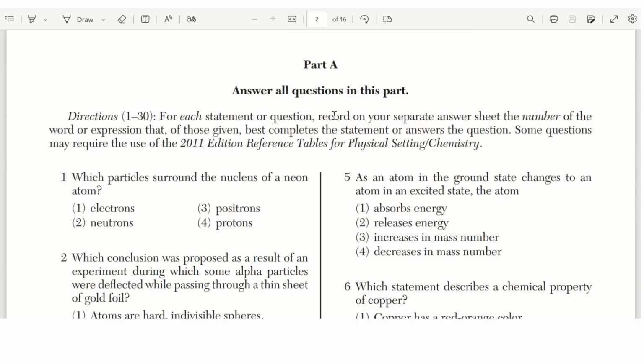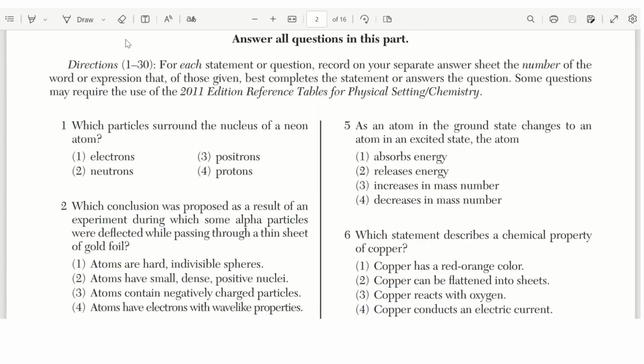Part A are the easiest multiple choice questions. Don't involve a lot of steps. Should be fairly straightforward. Okay. Which particles surround the nucleus of a neon atom?